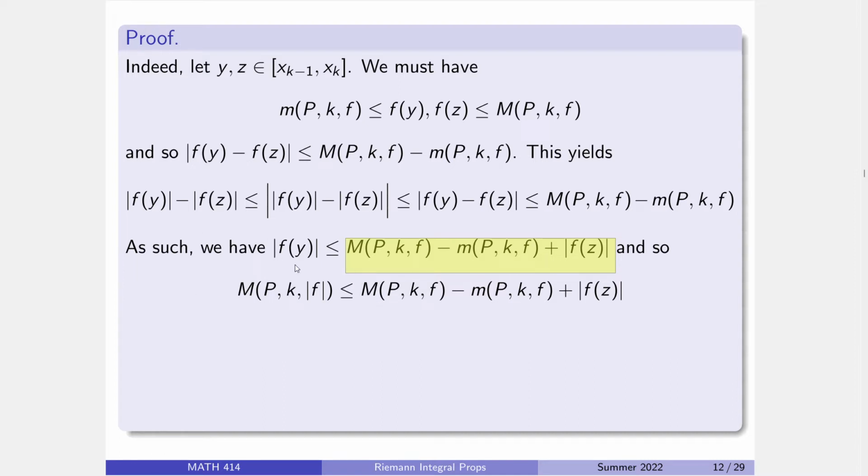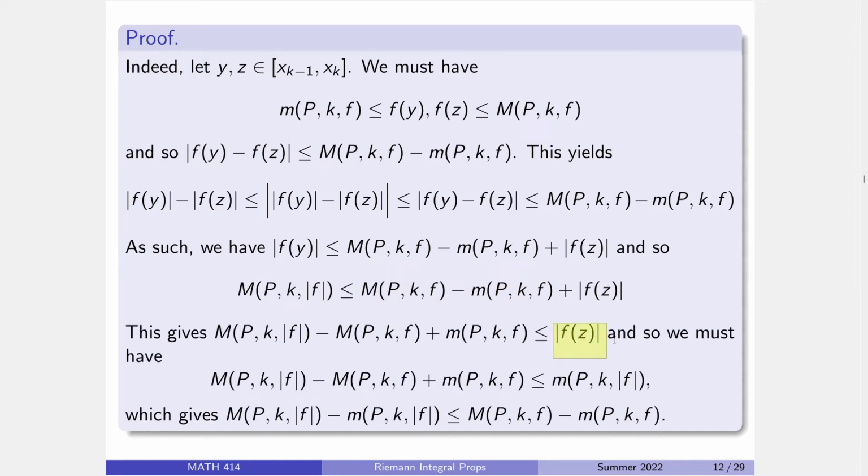So, that means the supremum of the absolute value of f on the kth subinterval of the partition P never exceeds this for any fixed value of z. And then we pull the same trick. Bring this stuff over to the left-hand side. Now we've got a lower bound, so we get this, and then, hey, pull the old switcheroo, bring this over, and bring this over, and now we've got the supremum minus the infimum of the absolute value of the function f on the kth subinterval on the partition P does not exceed the supremum minus the infimum of the function f on the kth subinterval of the partition P.